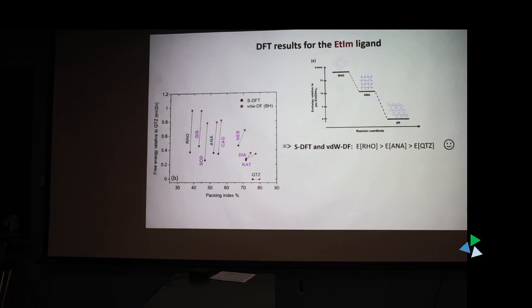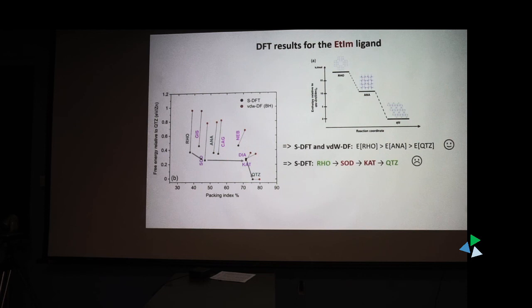Now, let's see what happens for the ethyl imidazolate ligand. Again, the same picture with only the van der Waals functional, and here the experimental result. Again, we find that both calculations, standard DFT and van der Waals, provide the right ordering for the energy. So we are happy with this result. But the following is quite disappointing.